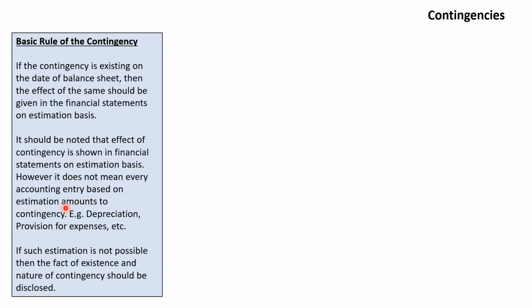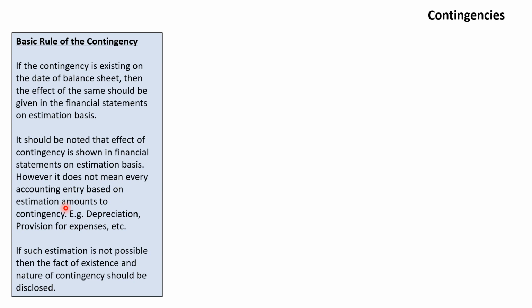I am repeating again, contingency must be recorded. Recording should be done on estimation basis. In other words, contingency is recorded on estimation basis, but it does not mean everything recorded on estimation basis automatically becomes contingency. To become contingency, number one, the event or the condition or situation should be present. Only its outcome is uncertain. Depreciation is not uncertain. Depreciation is happening. Provision for salary, provision for electricity bill for the month of March is not uncertain. It is happening. We already know. We have consumed the services of our employees. We have already taken the services of MSEB, that is electricity board. That means we will have to pay. So it is not contingent.